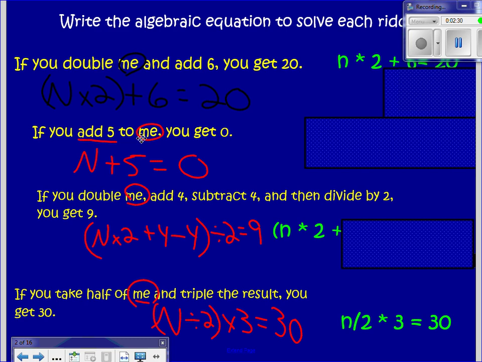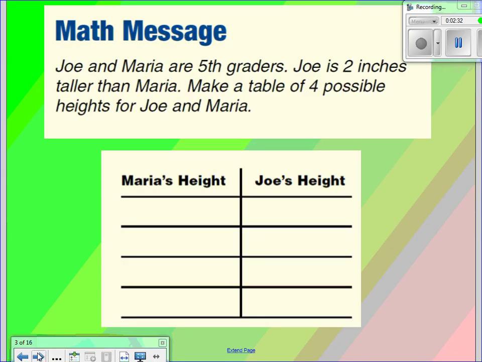All right, let's keep going here. Here's our algebraic expressions. We have a little situation here. Joe and Maria are fifth graders. Joe is 2 inches taller than Maria. Make a table of 4 possible heights for Joe and Maria. Now, you've been seeing these types of problems inside your math box, but this is what you have to decide. You have Maria's height. So because Maria starts with an M, let's have Maria be an M. Let's have that be the variable.